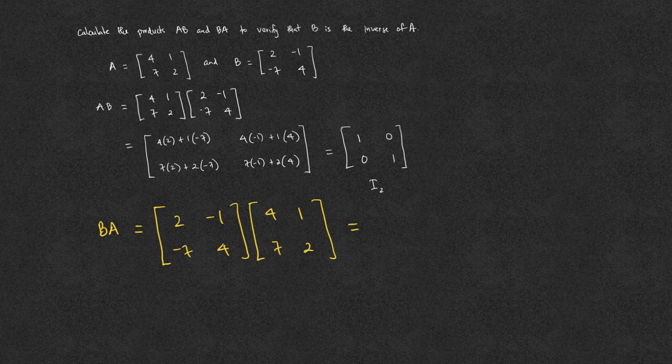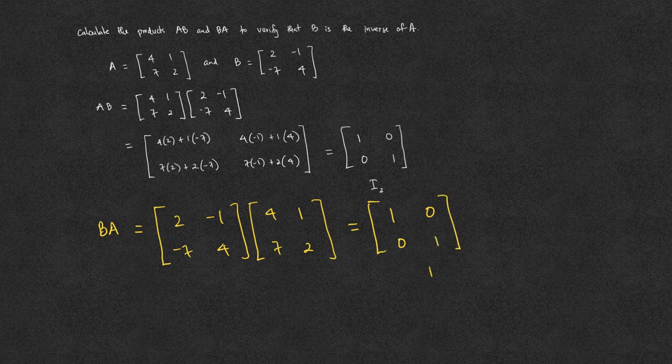The first inner product, 2, negative 1 times 4, 7. 2 times 4 is 8. Negative 1 times 7 is negative 7, and 8 plus negative 7 is positive 1. 2 times 1 plus negative 1 times 2 is 0. Negative 7 times 4 plus 7 times 4 is 0. And negative 7 times 1 plus 4 times 2, negative 7 plus 8 is 1.